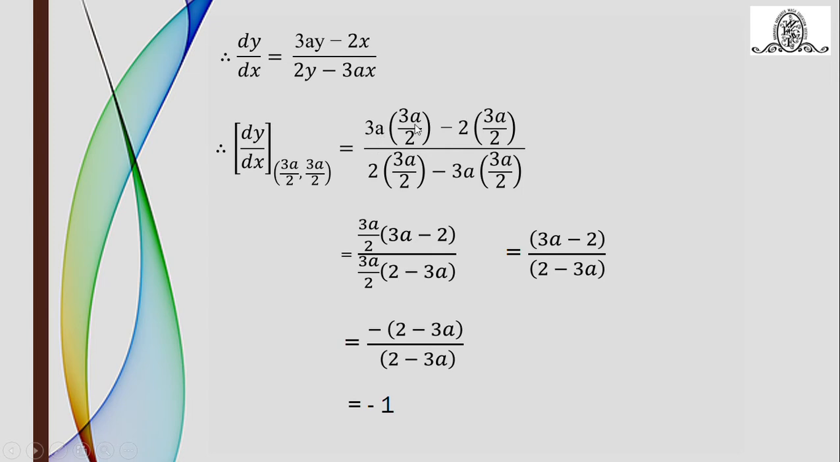So 3a into this 3a by 2, y is substituted, minus 2x is 3a by 2, 2 into y minus 3a, x is again 3a by 2. So this way the point is substituted there. After that, we can observe now this 3a by 2 is a common term in both numerator and denominator. So it is taken common from numerator and denominator. 3a minus 2 will remain, 2 minus 3a will remain. So this 3a by 2 gets cancelled from both numerator and denominator. It is a common term. So 3a minus 2 upon 2 minus 3a is the remaining fraction there now.